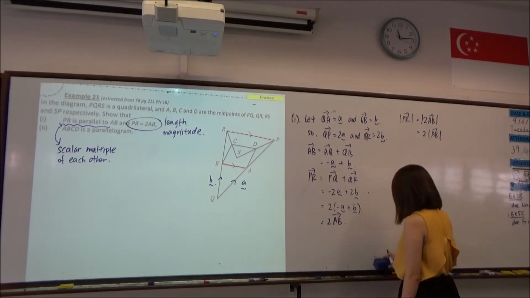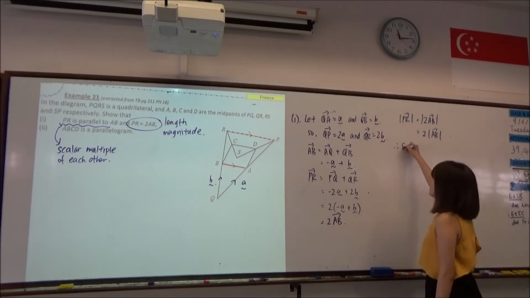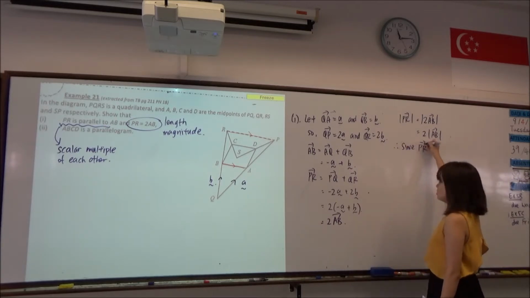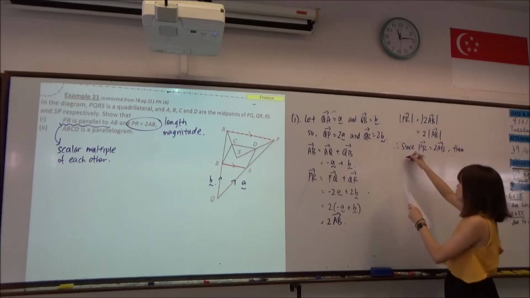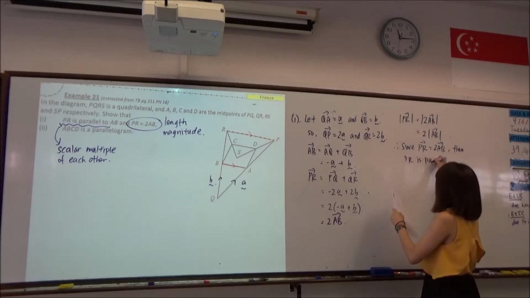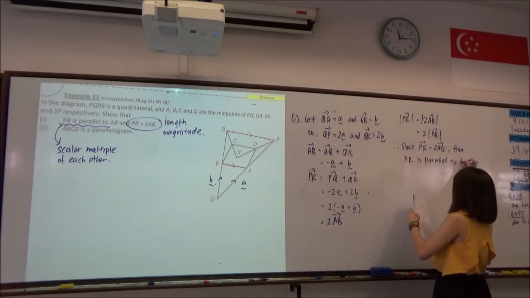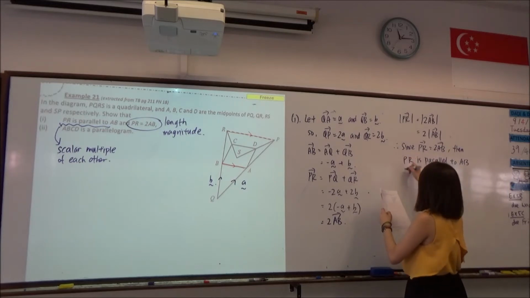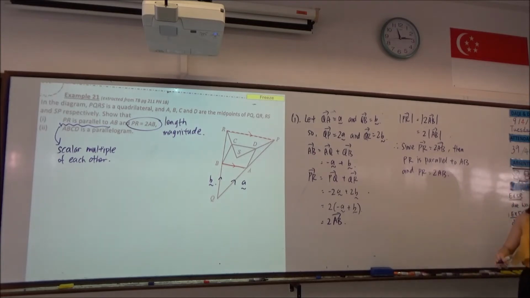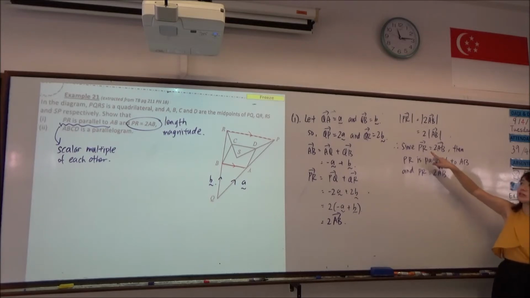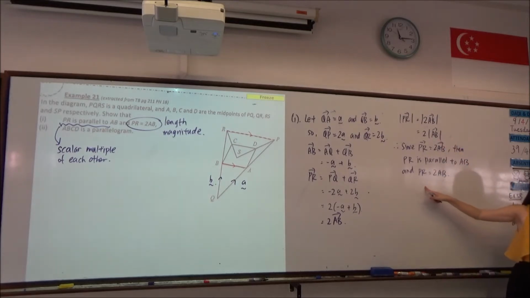Let me just trace everything. So therefore, since PR equals 2AB, then PR is parallel to AB, and PR equals 2 times AB. The length one there is here. So because of this, it resulted in this. So therefore, I will be able to prove this also. Any questions?